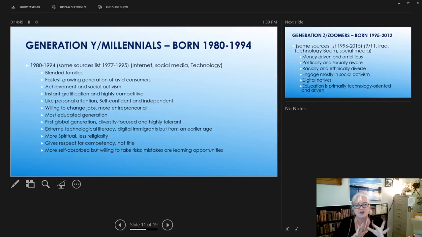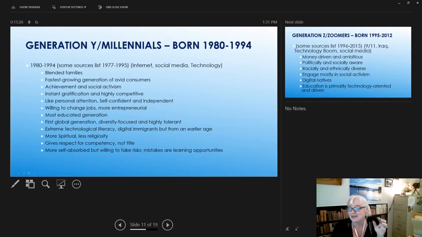Okay, these were born on average 1980 to 1984. And these are the people that are primarily in the workforce right now. They make up most of the workforce. Blended families, fastest growing generation of consumers, active socialism, and instant gratification. They became highly competitive people. They have a totally different mindset, don't they? Willing to change jobs if you're unhappy in the job. Much more entrepreneurial. You can look at all of this stuff.